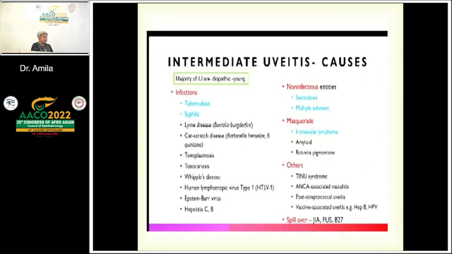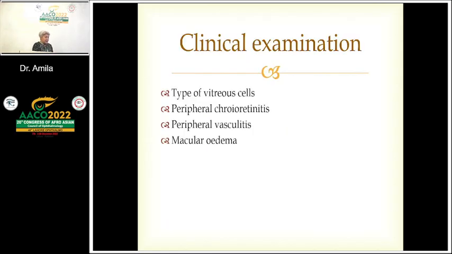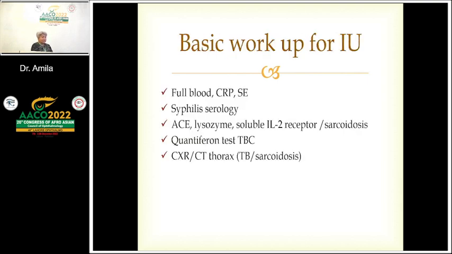Intermediate uveitis, you know what that is? And what are the causes of intermediate uveitis? That's tuberculosis, unfortunately, again in first place. We would forget tuberculosis, but unfortunately now in the 21st century it is again in first place. Sarcoidosis, Lyme disease, toxoplasmosis, etc. In our clinical examination, we have to find the type of vitreous cells, peripheral chorioretinitis, peripheral vasculitis, as you heard from Dr. Salman, and of course macular edema.